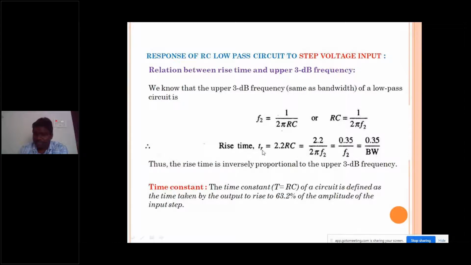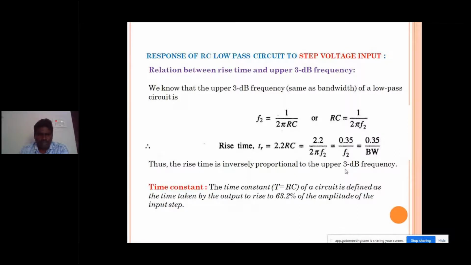Now we just calculated rise time, TR is equal to 2.2 times RC. If I substitute this in this particular equation, then I'll get the relation like this. In place of RC, I am substituting 1 by 2 pi F2. So 2.2 by 2 pi F2, so this is 2.2 by 2 pi. If I solve this, I will get 0.35 by F2, where F2 itself is the bandwidth for a low pass circuit. So that is the relation between rise time and upper cutoff frequency.